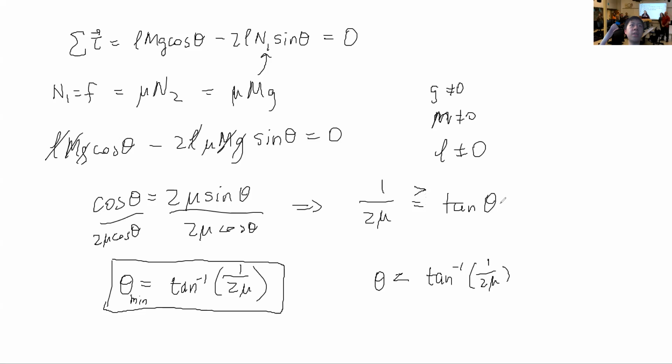If you were to take this all the way back, then I'd have something here, and I'd have this. So this means that if theta were any smaller, then the torque would be non-zero. That means it's going to be rotating, and because it's rotating, it's falling. So that's why the angle for which it holds is the minimum of theta.